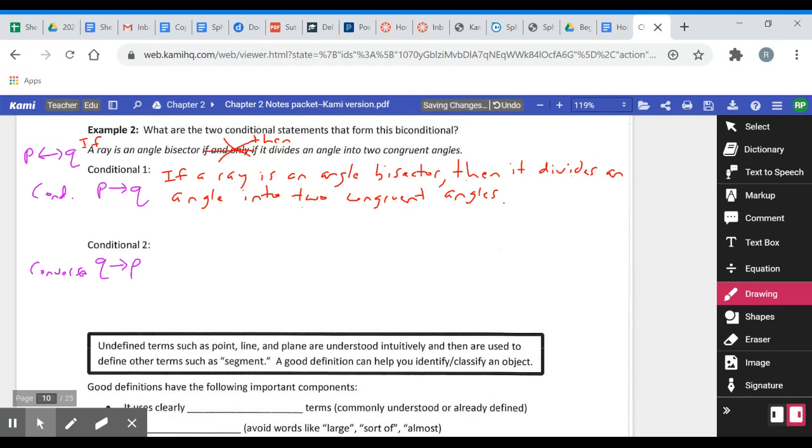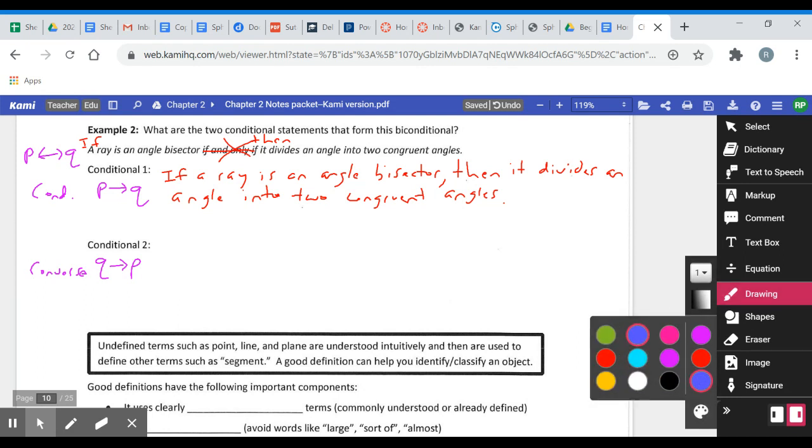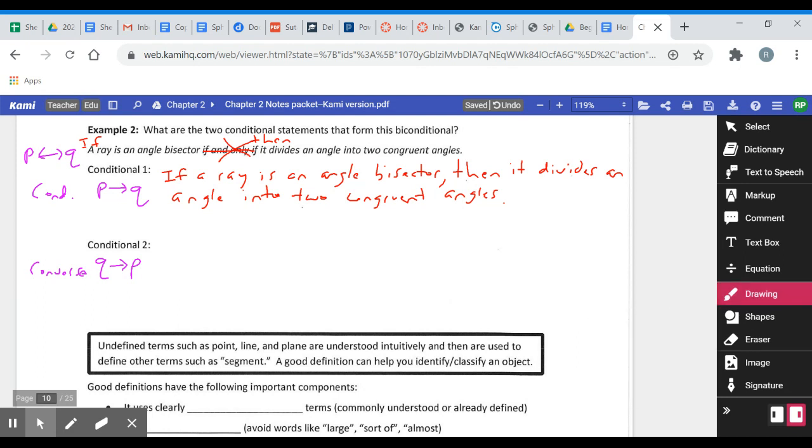Okay. Again, the second conditional, or the converse of that, just means I need to switch the first and last part of the sentence. Again, one key thing that we need to pay attention to here is if I go to switch the sentence, I don't want to start my sentence with if it divides an angle, because then you don't know what I'm referring to. So I don't want to start the sentence with a vague word like that. The subject of the sentence, a ray, I can keep at the beginning, and it's just the main information that I'm flipping.